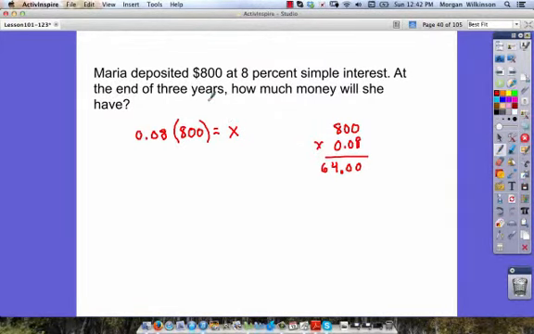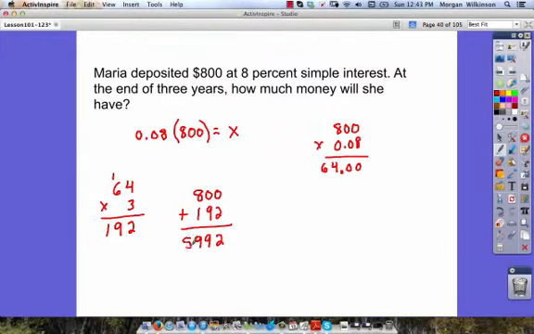So how much money will she have at the end of 3 years? Since this is simple interest, she's going to get $64 each year. So $64 each year times 3 years, because we want to know at the end of 3 years. 3 times 4 is 12, and we'll carry our 1. 3 times 6 is 18, plus 1 more is 19. So we get 192. How much money will she have? Well, she started with 800, then she earned 192 in simple interest. So she's going to get $992 at the end of 3 years. And we've got our final answer.